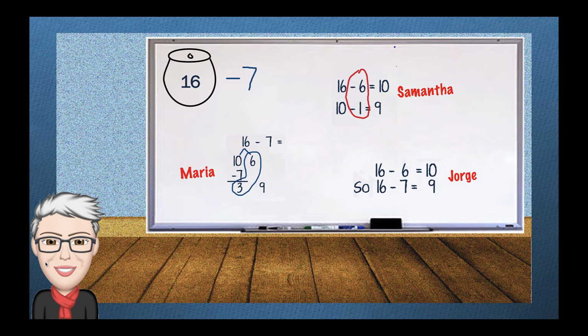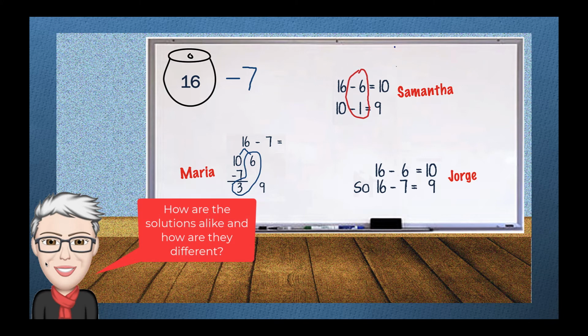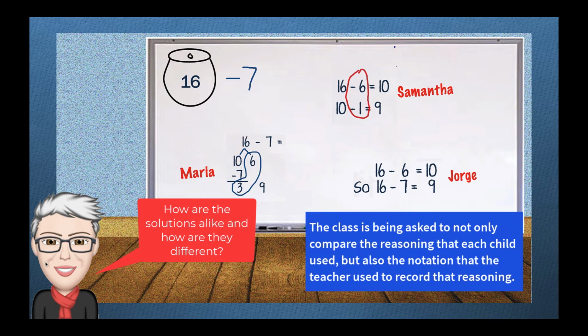Now that all of the solutions have been discussed, the teacher can go back to the notation and ask the class how the solutions were alike and how they were different. How does the notation help you to show the similarities and differences? The class is now being asked to compare not only the reasoning these children used, but also the notation the teacher used to record that reasoning. In this way, the notation itself becomes an object of the discussion.